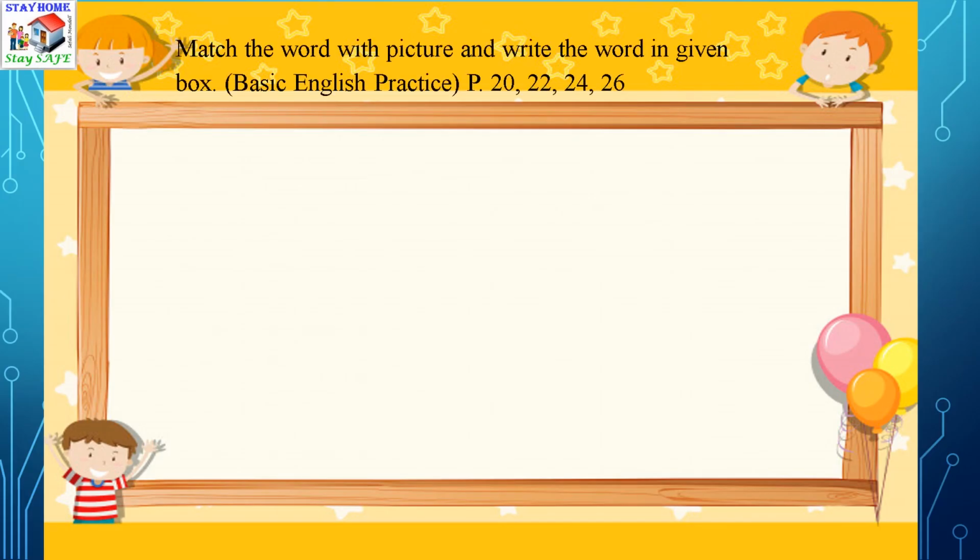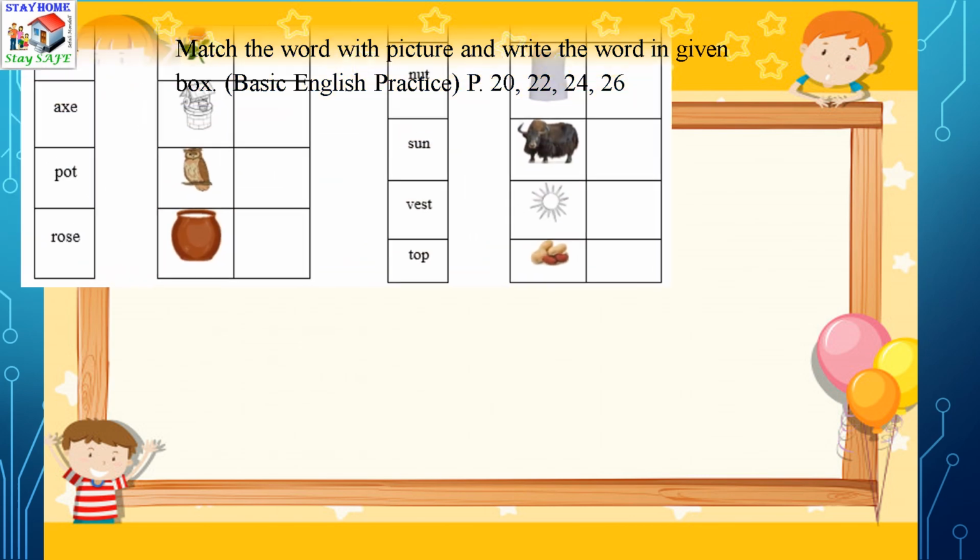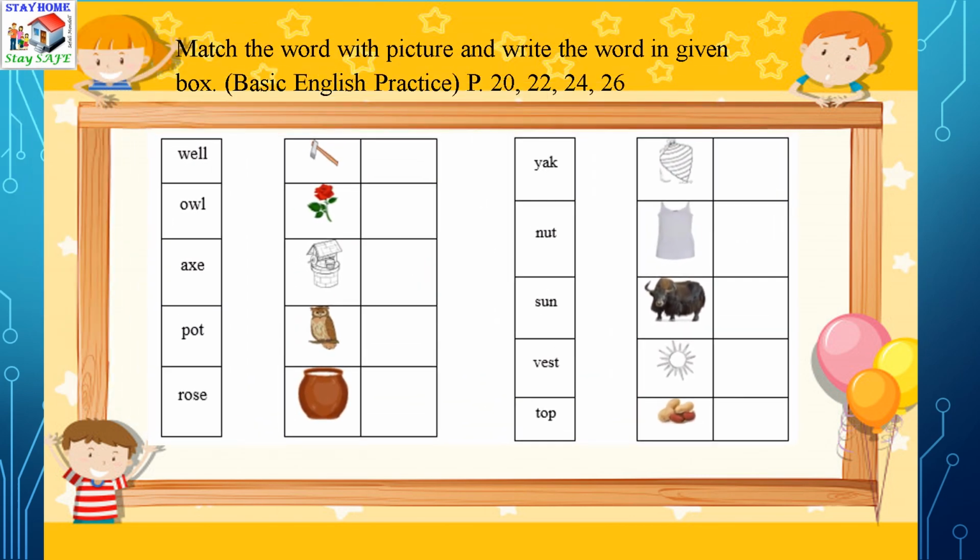Dear students, let us do classwork. After that, practice it at home. Classwork is: match the word with each picture and write the word in the given box. First one is well. W-E-L-L. Well. Then owl. O-W-L. Owl.